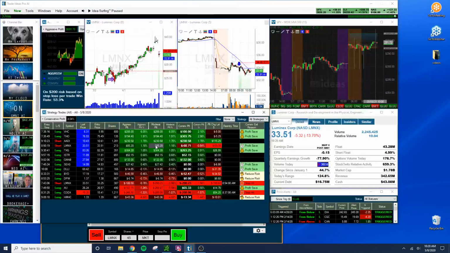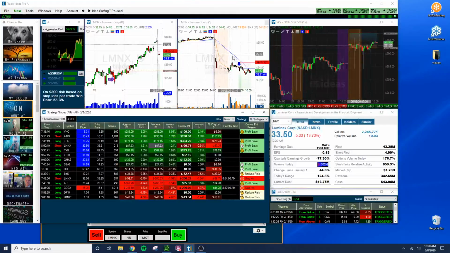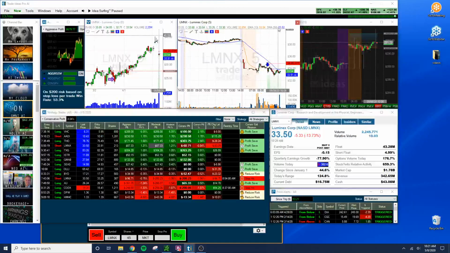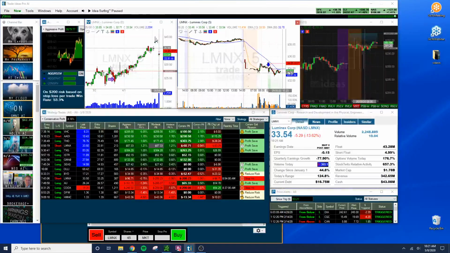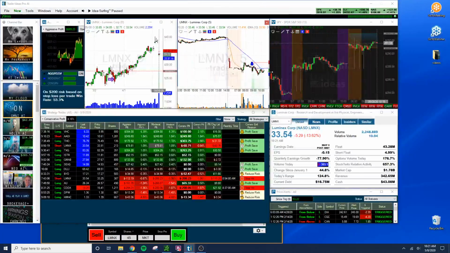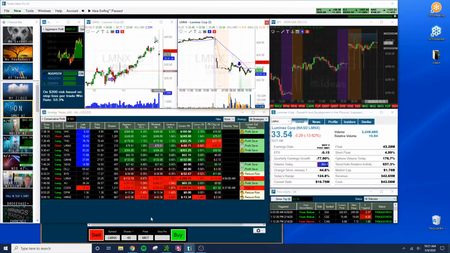LMNX. Very nice. Looks like she sold into the bounce, and it's riding this, what is that? Is that a 50-day moving average or 50-period moving average? Yeah, 50-period moving average right here. So as long as the stock stays below that, why not stay short? I like it.